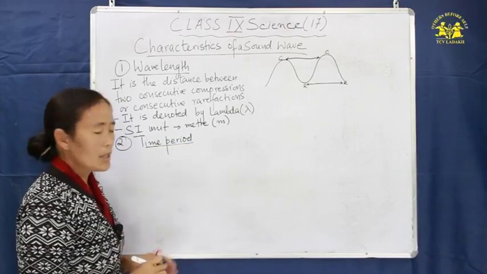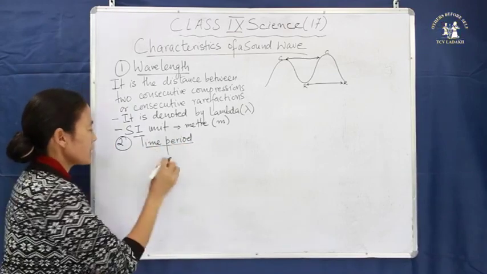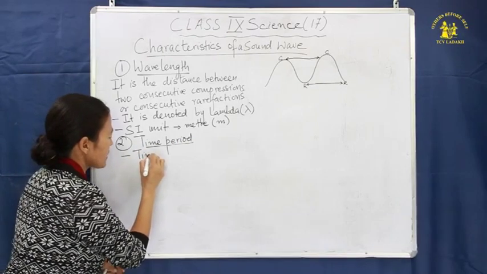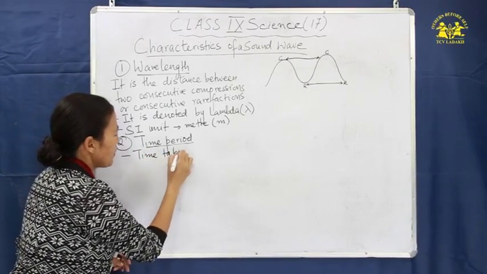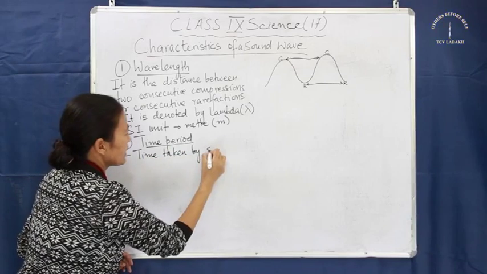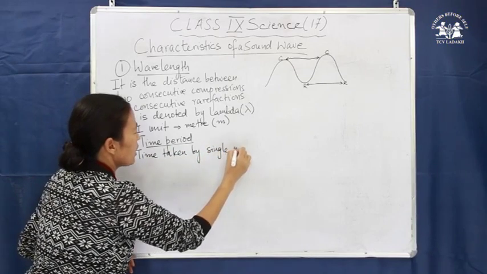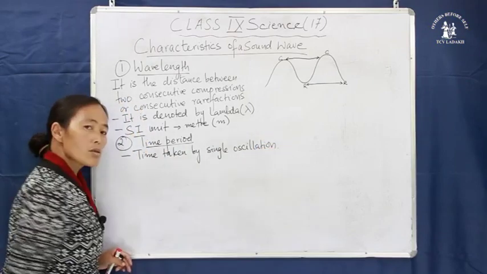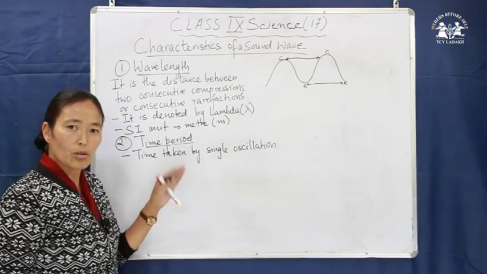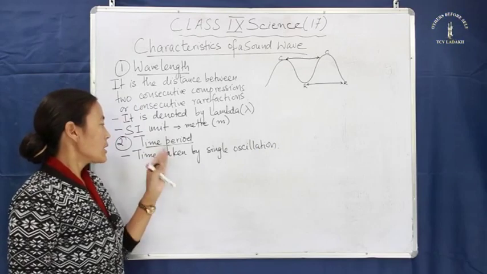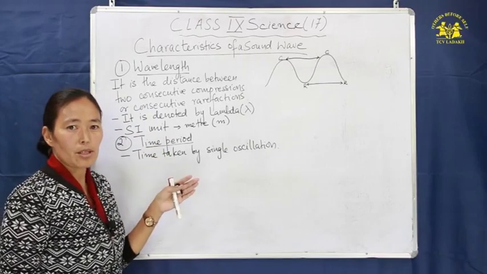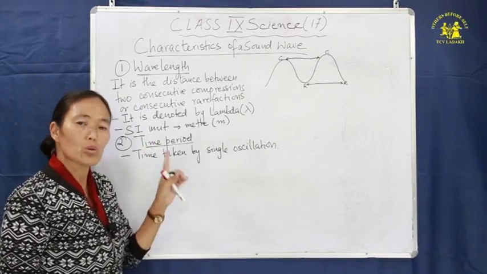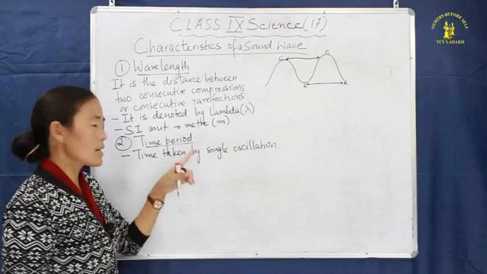Time period. The time period is the time taken by a single oscillation. The sound, how deep or low or high it is, depends on the oscillation. Just one oscillation is called a time period.